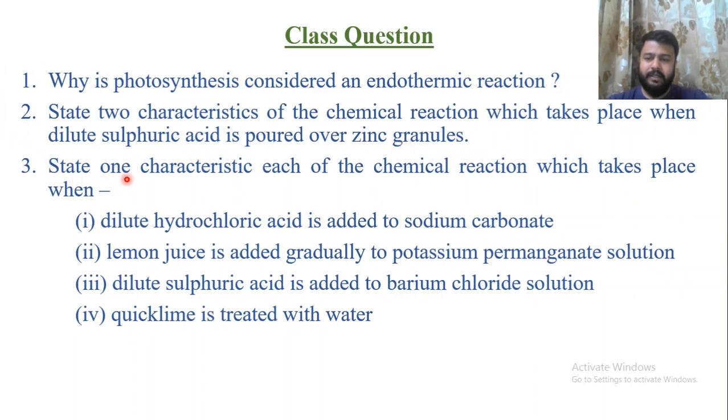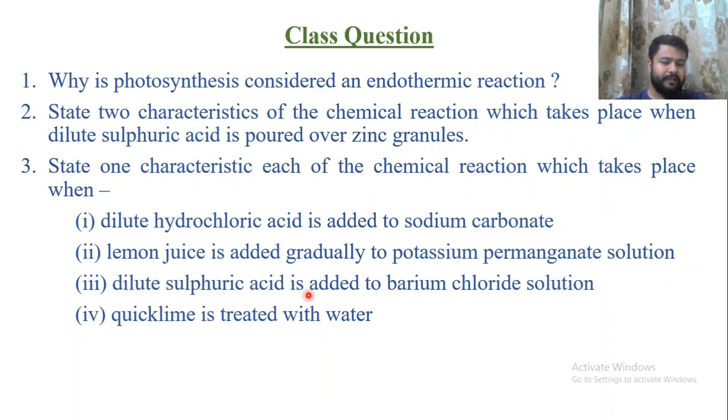Third part: state one characteristic of each of the following. State one characteristic of the chemical reaction which takes place when dilute sulfuric acid is added to sodium carbonate. Whenever dilute sulfuric acid is mixed with sodium carbonate, formation of gas occurs. Lemon juice is added gradually over potassium permanganate. When lemon juice is added over potassium permanganate, there is evolution of heat.